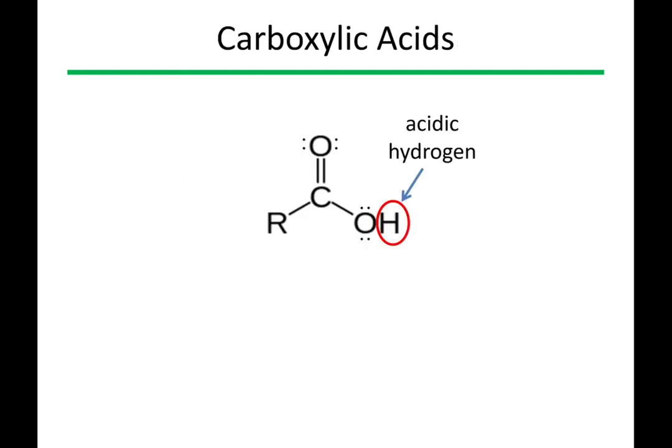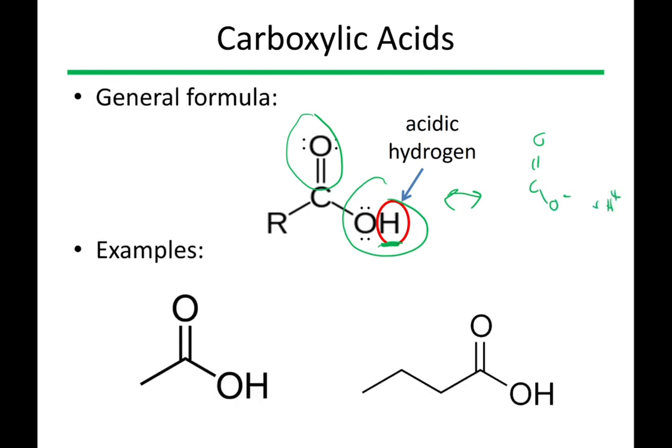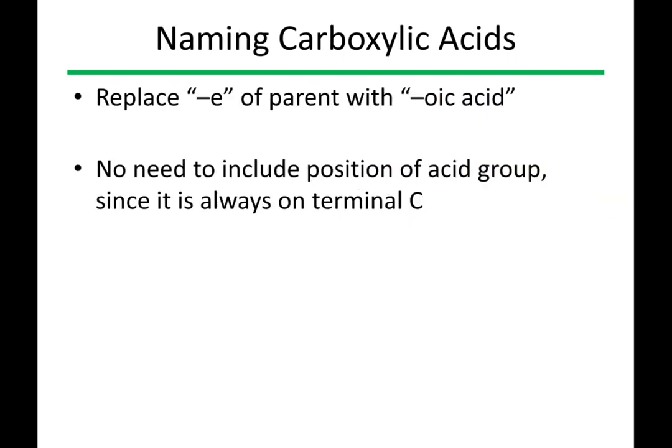For carboxylic acids, the functional group will have a double bonded O and an OH bound to a carbon. The H attached to the OH group at the end is going to be an acidic hydrogen. So these come off and give us weak acids. Here's a couple of examples of carboxylic acids.